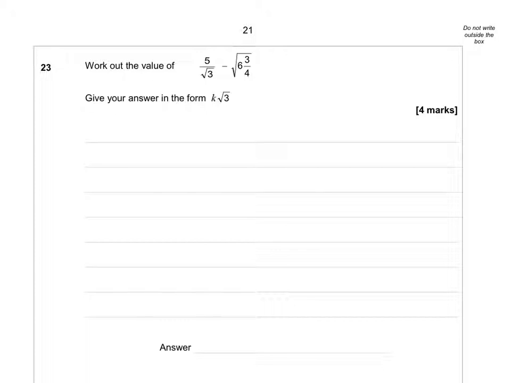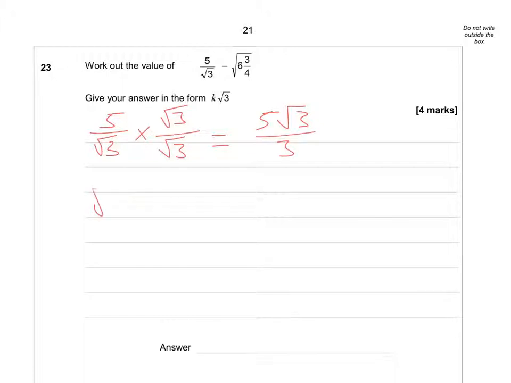Question 23 is asking you to do some work with surds. I'm going to start with the first part, 5 over root 3, and I'm going to rationalise the denominator straight away. That means I want to get rid of the root 3. I'm going to do that by timesing by root 3 over root 3 to give 5 root 3 over 3.